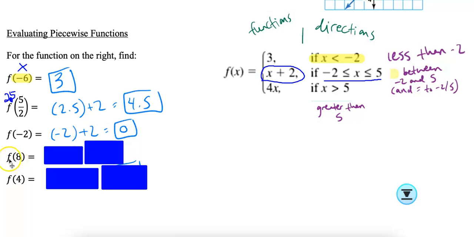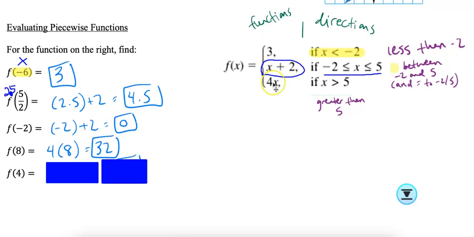Let's move on to f of 8. So the number 8 is greater than 5. So that's going to fall into my third function. So I'm going to take 8, plug it in where I see the x, substitute it. So I would have 4 times the value of 8, which is 32. So that would be our answer for evaluating.